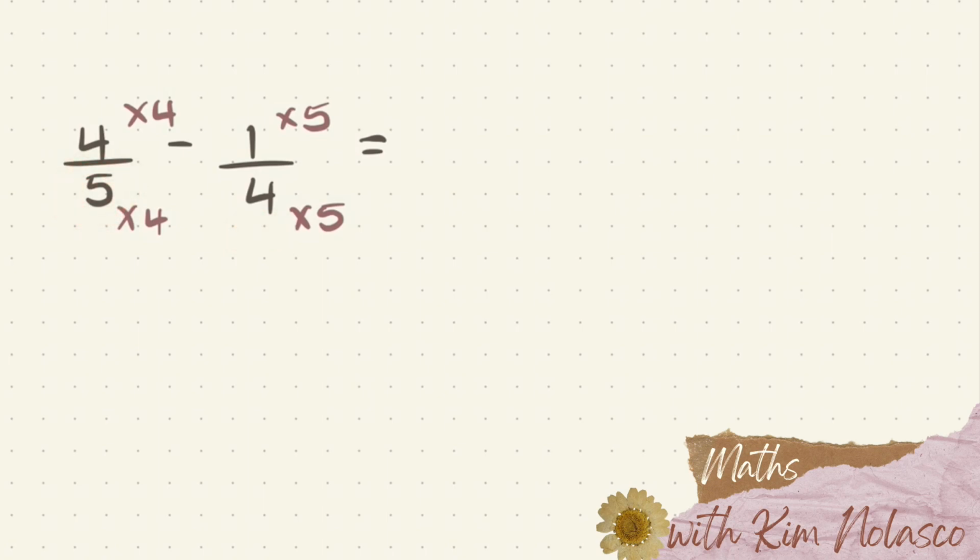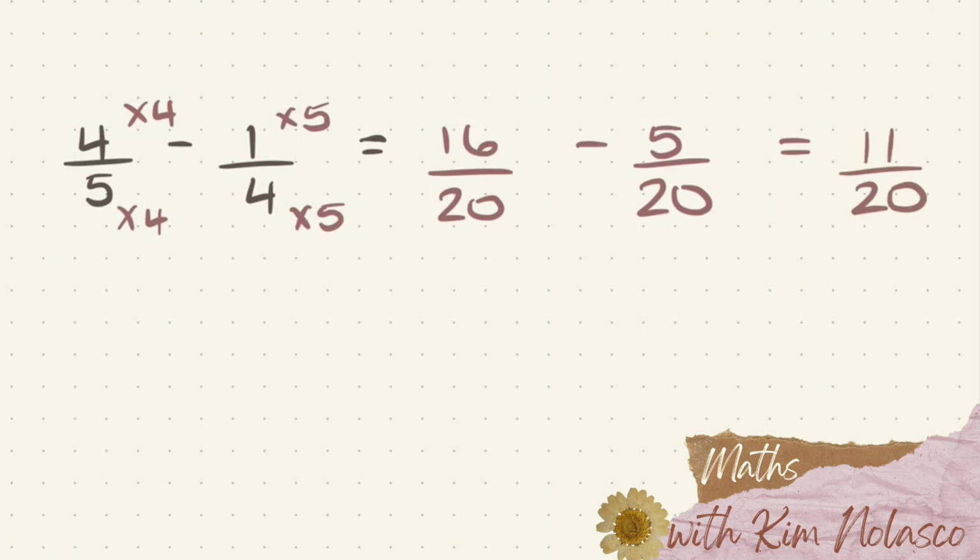So now if we work this out, we've got 4 times 4 is 16, 5 times 4 is 20, and then we're taking away 1 times 5 is 5, and then 4 times 5 is 20. And now we can subtract straight across. So we're going to do 16, take away 5, which gives me 11. And again, the 20 stays the same. So the final answer is 11 over 20.